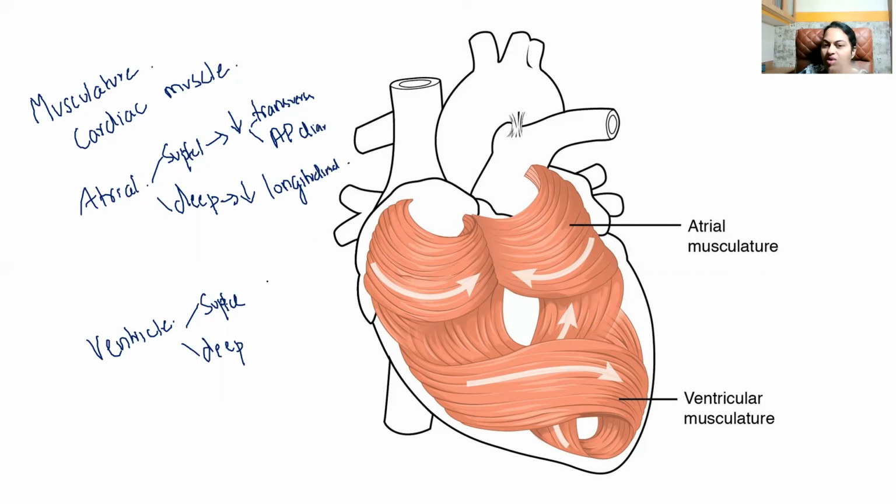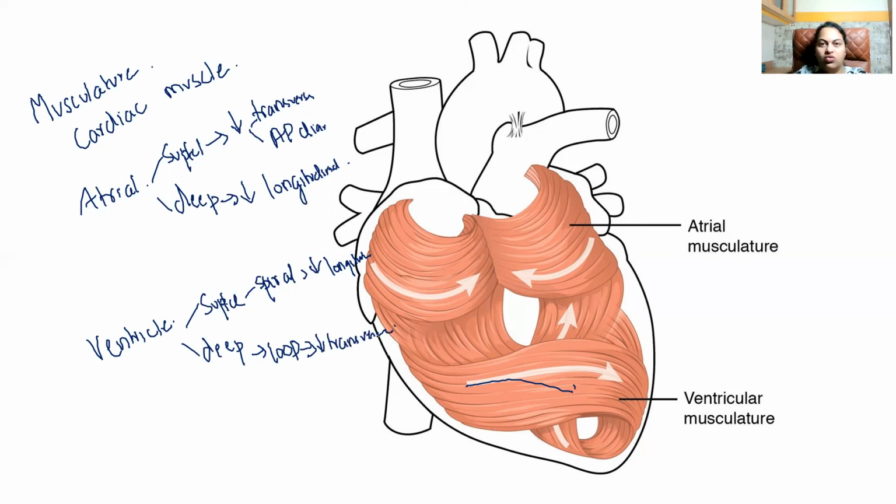Coming to the ventricle, the superficial fibers spiral around the ventricle, and they decrease the longitudinal diameter. The deep fibers of the ventricle form loops around the ventricular chambers and the ventricular septum, and they decrease the transverse diameter.